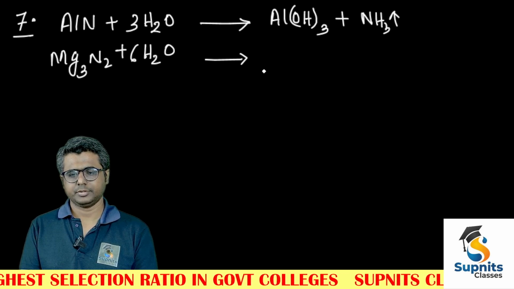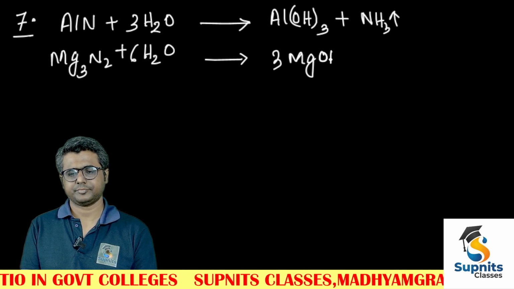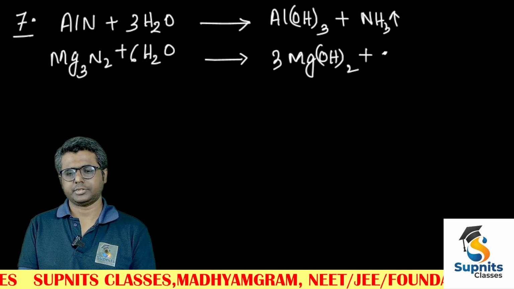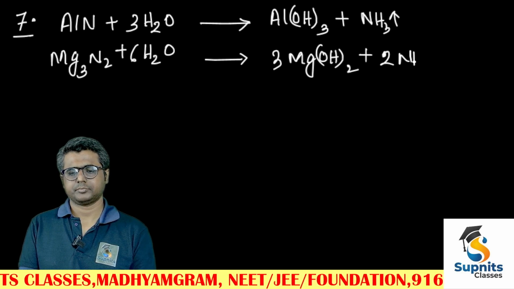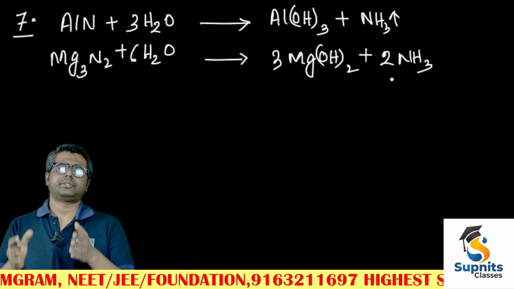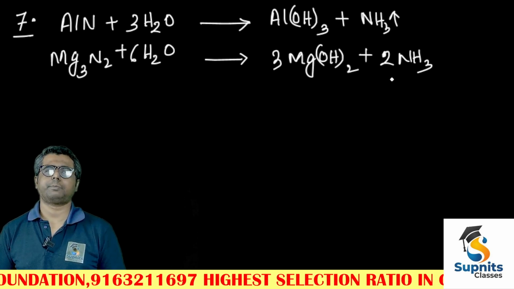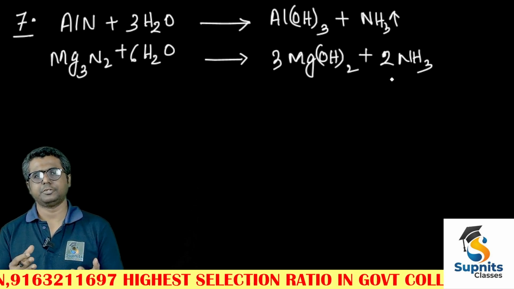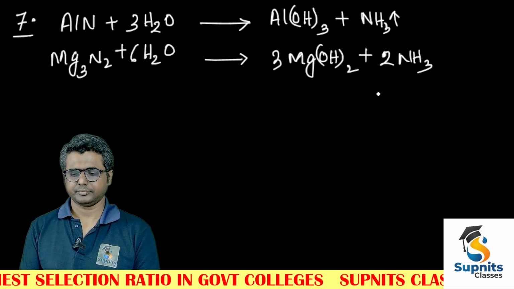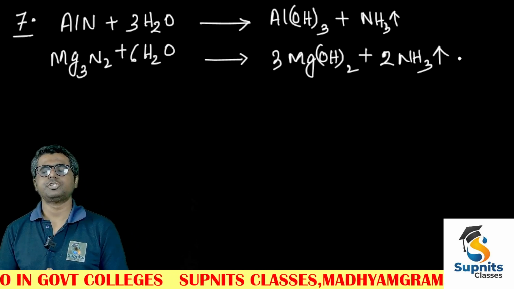Here it will be NH3 done. Next here 3 Mg(OH)2 plus 2 NH3. Always try to do one thing, make sheets of unbalanced reactions and balance them. This gives you a good practice of your calculation skills, and also in chemistry this gives you a practice of your balancing skills. So, in both cases over here, if you see, there is evolution of ammonia.